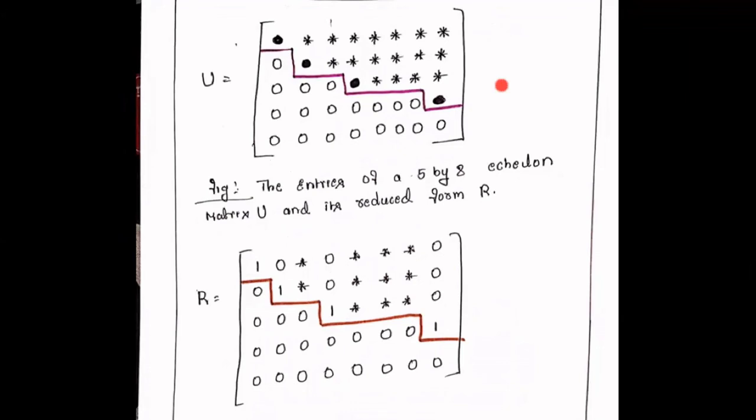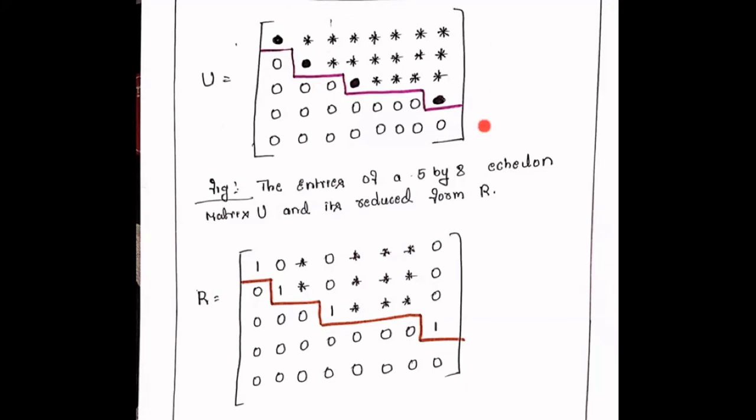So this dark dot is nothing but a pivot, the starting non-zero element in a particular row. In the second row, this is the non-zero element. In the third row, because all these three are zero, the first non-zero element is this. In the fourth row, the last element is non-zero, so that itself becomes the pivot.